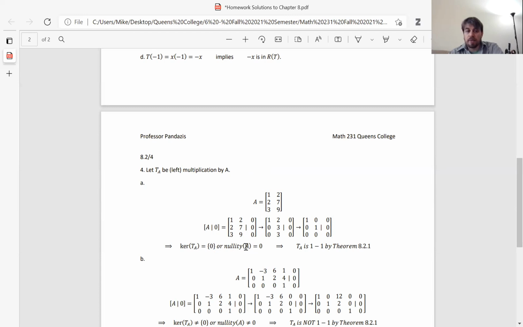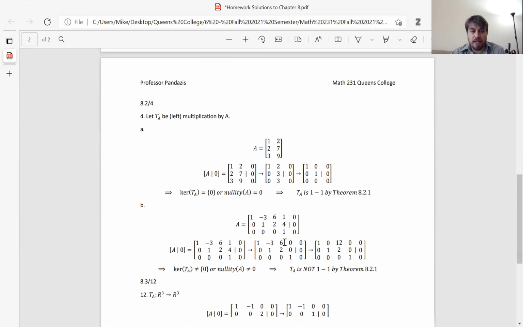Okay, so that's 0. So then, either of these, but specifically saying that the kernel of T sub A is the 0 set implies by theorem 8.2.1 that T sub A is 1 to 1, and so that proves A.